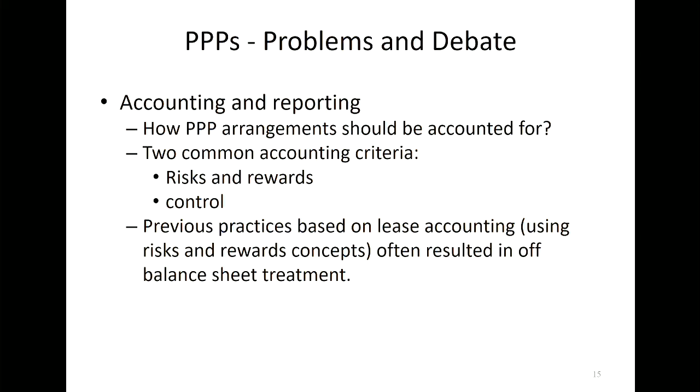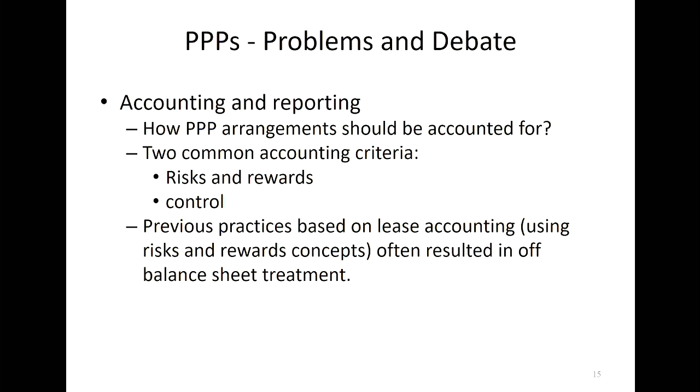So if we look at the first one, the risks and rewards, previous practice was based on lease accounting to account for the PPP, because previously there was no accounting standard specifically for PPP arrangements. So the governments used lease accounting. I'm not sure whether you're familiar with lease accounting. There are two types of lease: finance lease and operating lease. For a finance lease, the entity has to recognize and report assets and liabilities on the balance sheet. For an operating lease, they don't need to; they just write it all off as expense.